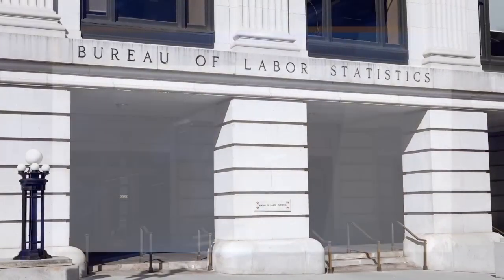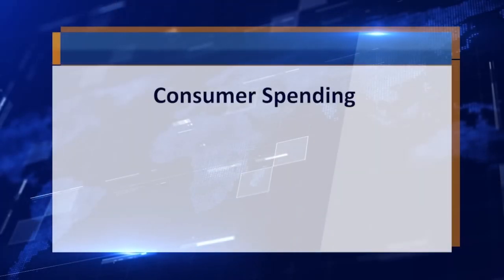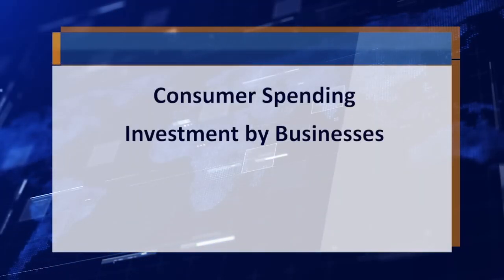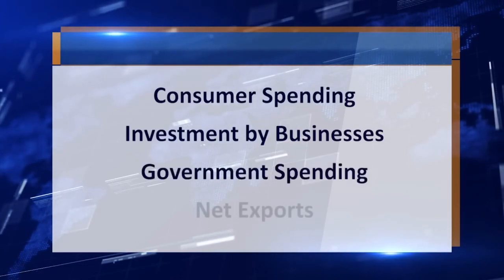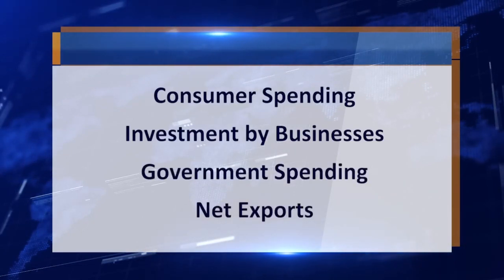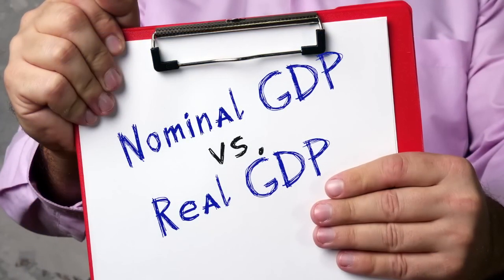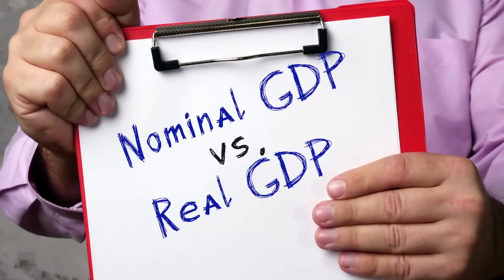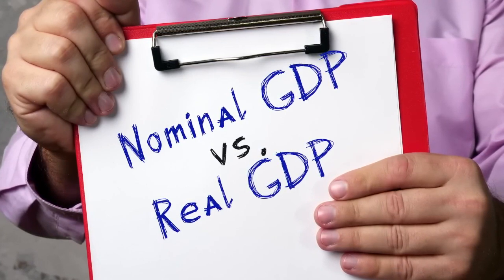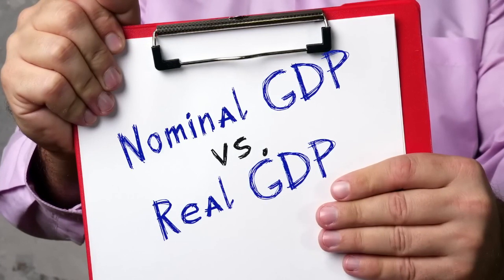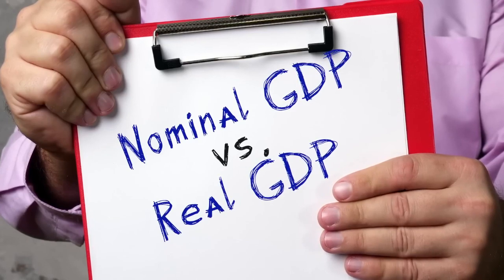GDP is comprised of 4 different components: consumer spending, investment by businesses, government spending, and net exports. GDP is calculated by adding these figures together. GDP is usually reported as either real GDP or nominal GDP. Real GDP is inflation adjusted while nominal GDP is not. Therefore, real GDP provides a more accurate picture of an economy because it separates real economic growth from just having higher prices.